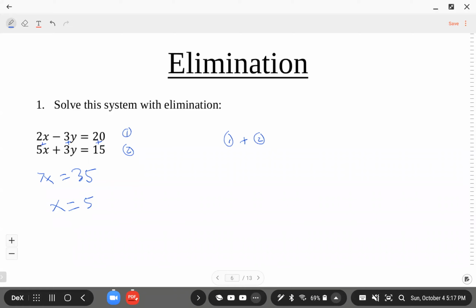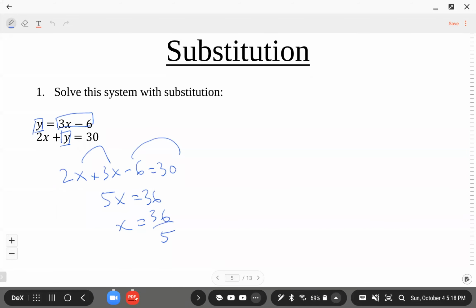Okay, and then after you find x, it'll be easy because once you know x, you can just substitute 5 for x, right? So I didn't bother showing you how to solve for y in substitution because I know that you know how to plug it in. Okay, so once you find x, you can just plug it in. Plug in 36 over 5 for x, and then you can find y, right? Okay, very easy.